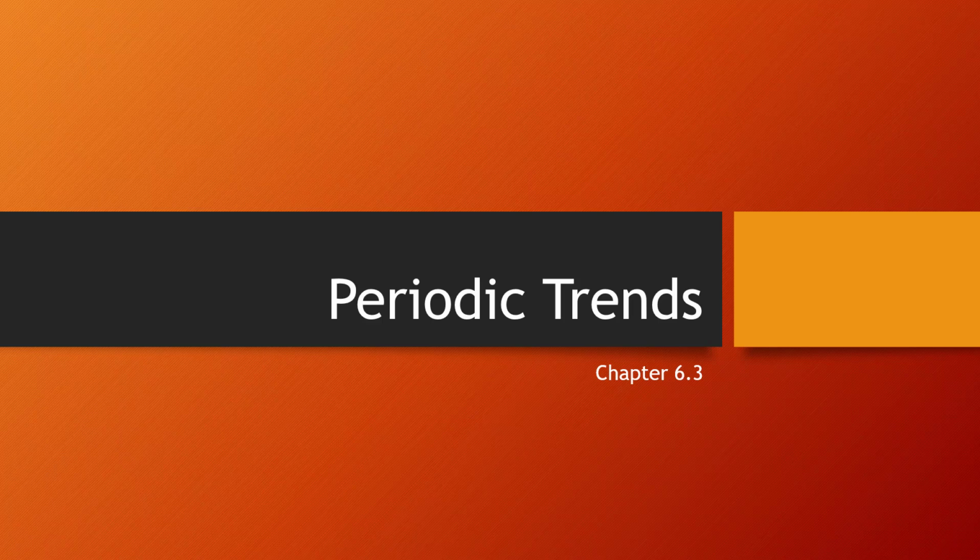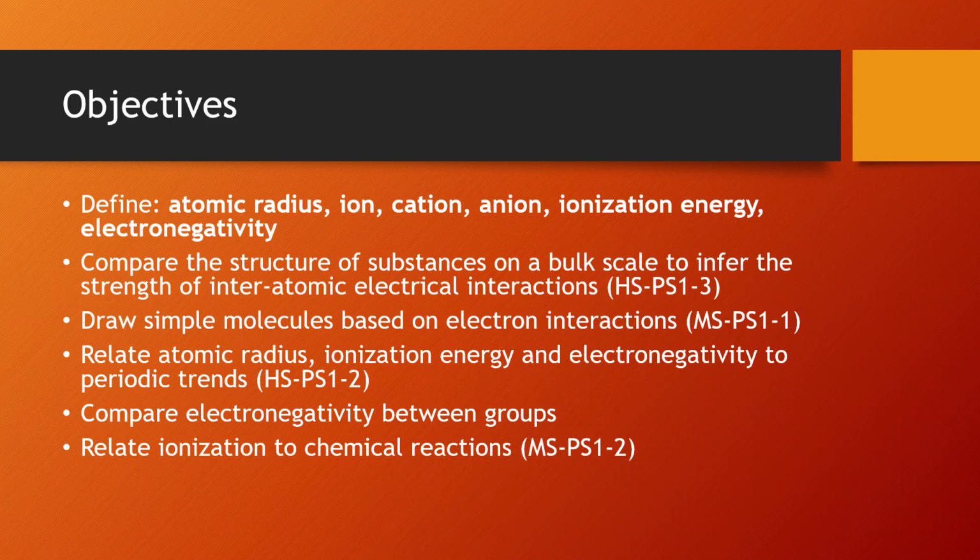We've looked at how the periodic table was made. Now let's look at trends in elements in the periodic table. Be able to define, and we're going to do this with each one of these, the atomic radius, an ion, a cation, an anion, ionization energy, and electronegativity.